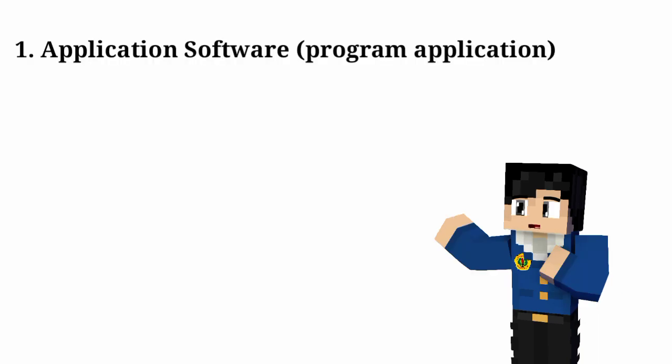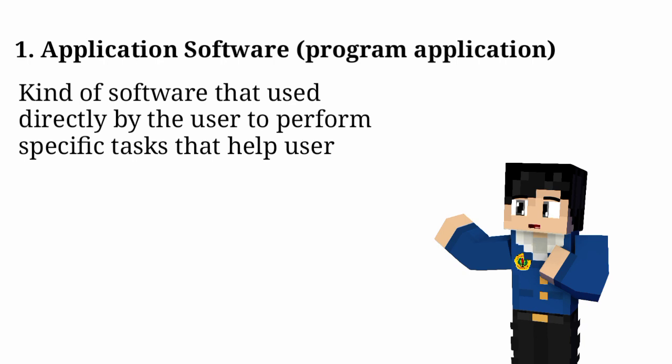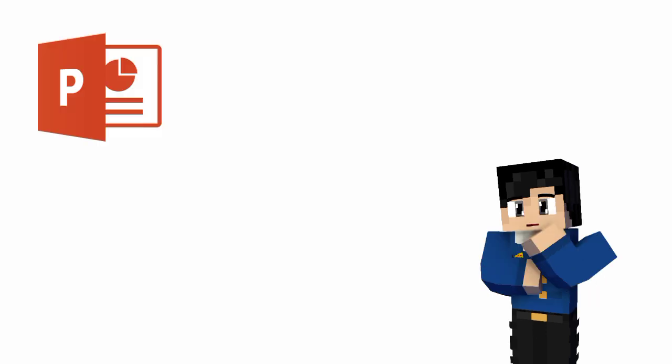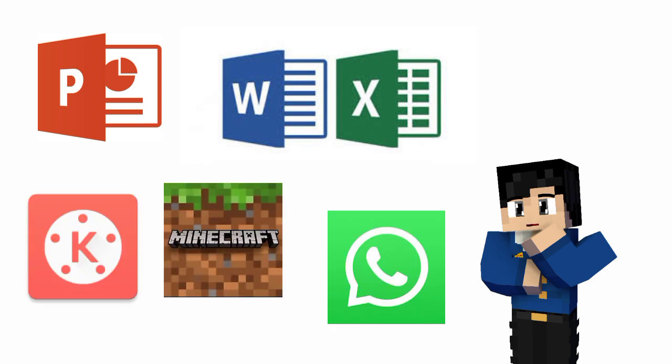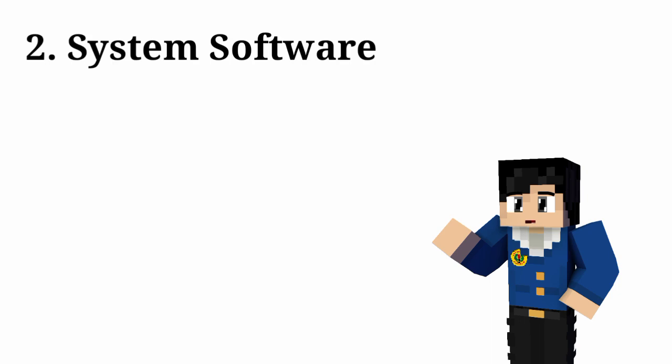Software can be divided into three categories. First is application software, also known as program or app. That is the software that is used directly by the user. For example, PowerPoint that is used for presentations, Word and Excel for managing documents, and any kind of video game or video editor is also included. Heck, even the application that I use to animate this is also a program app called Imator.